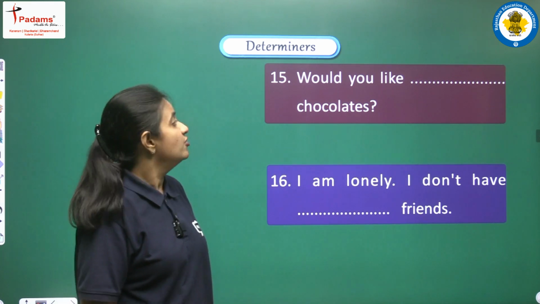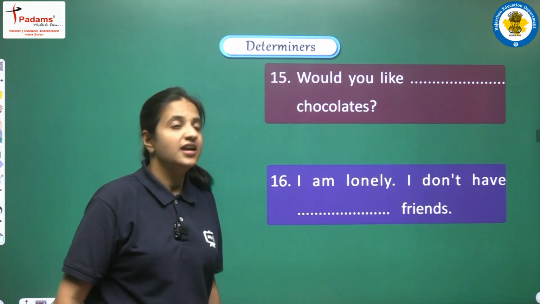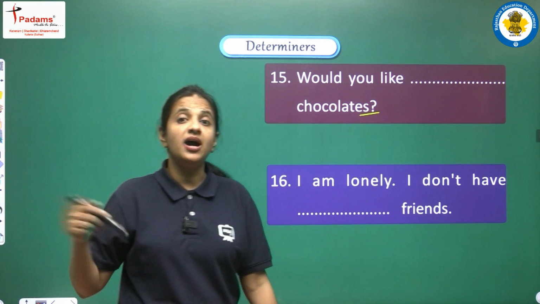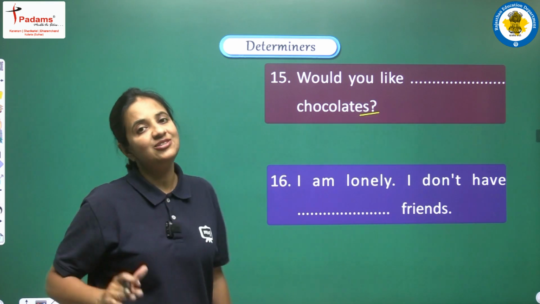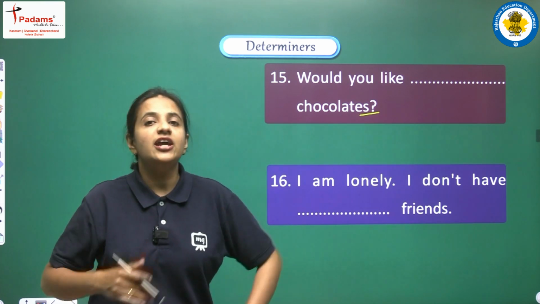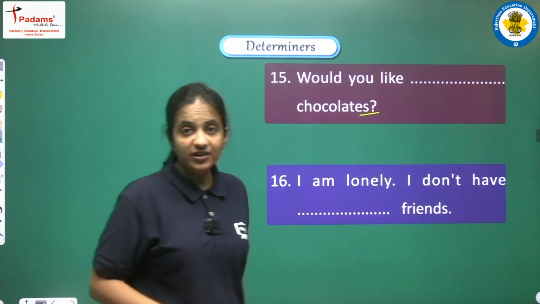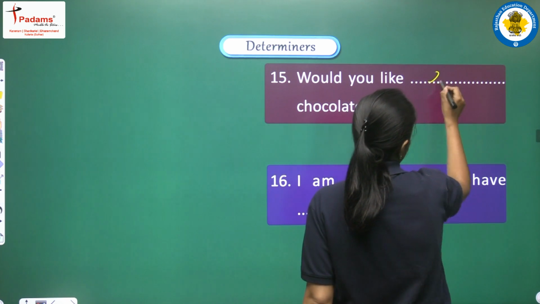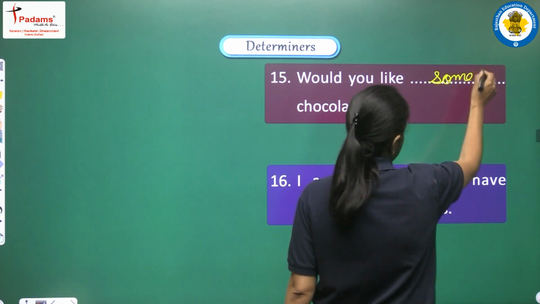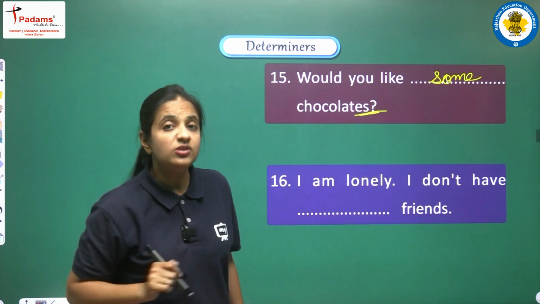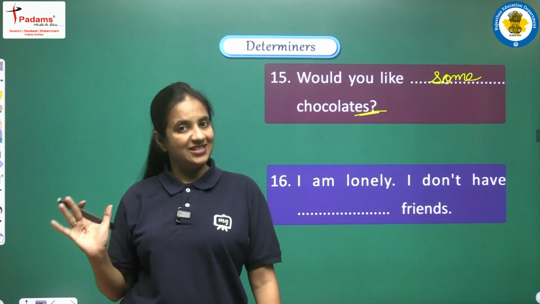Next sentence, would you like chocolates? Again we are having a question mark, but after reading this sentence very carefully, we can observe that we are offering chocolates to someone. So yes, we are offering something. So because of this reason, in this blank we have to write some. Yes, we are having an interrogative sentence here, but still our answer will be some.